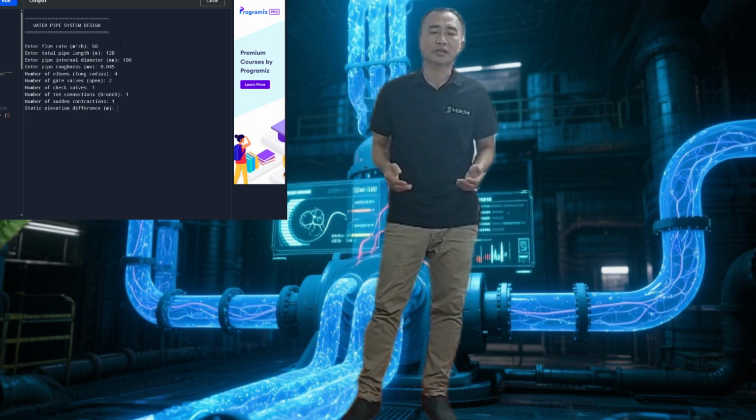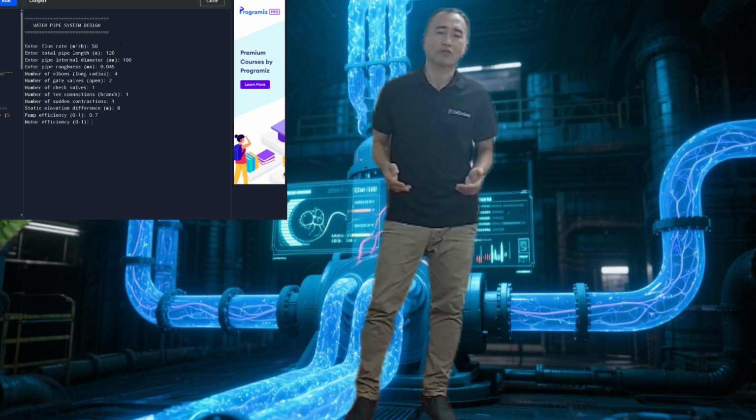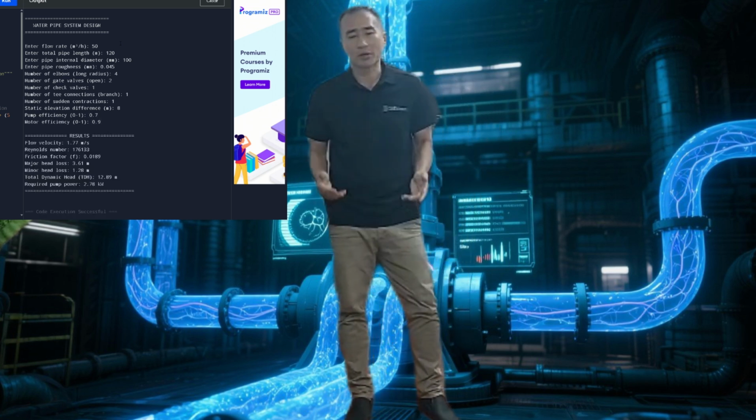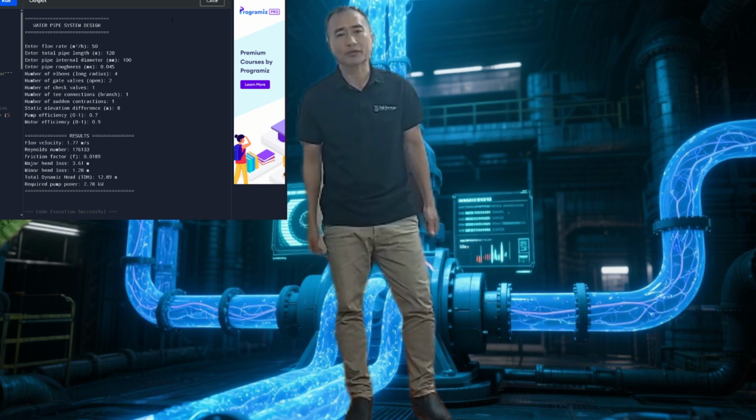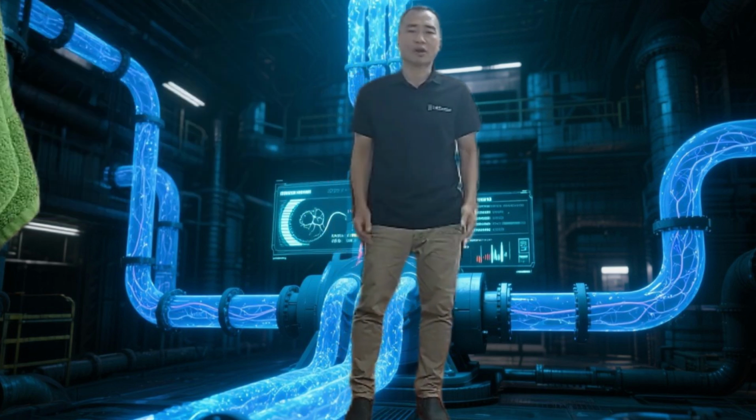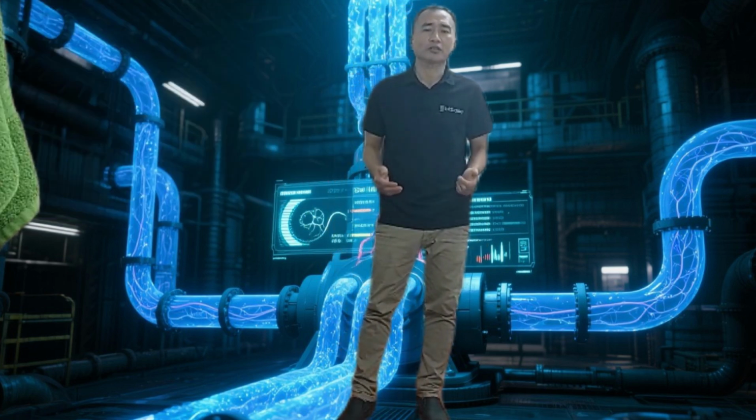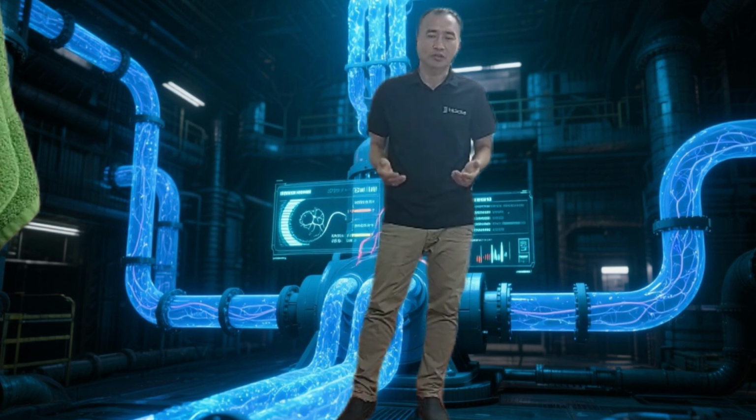The project example used in this lesson is a real-world scenario. Transporting water inside an industrial plant at a required flow rate of 50 cubic meters per hour through carbon steel pipes with various fittings and valves, students will learn not only which equations to use, but also how to structure input parameters and how to automate the design workflow.